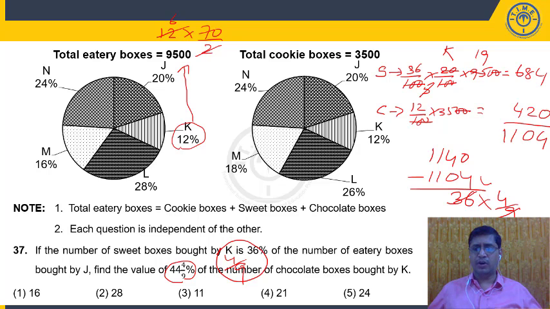So 9 goes exactly 4 times. 4 into 4 is equal to 16. So what is the right choice? Option number 1. The first choice is the right choice. Okay. Now look at the next question.